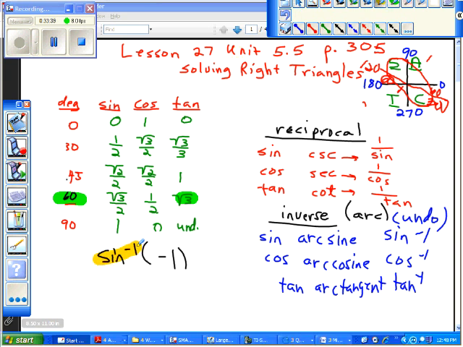What angle has a sine of negative 1? Well, the sine of 90 is 1, but it's the negative of that. That's my quadrantal angle, 270. Quadrantal angles change signs. That's probably enough for one day.